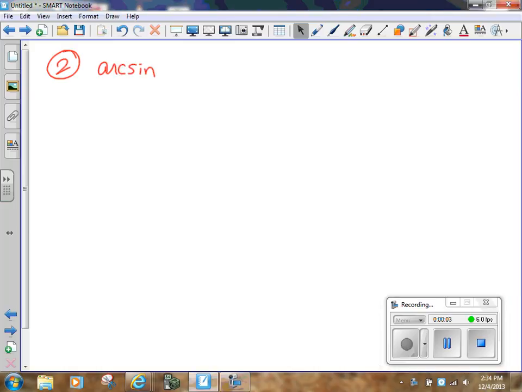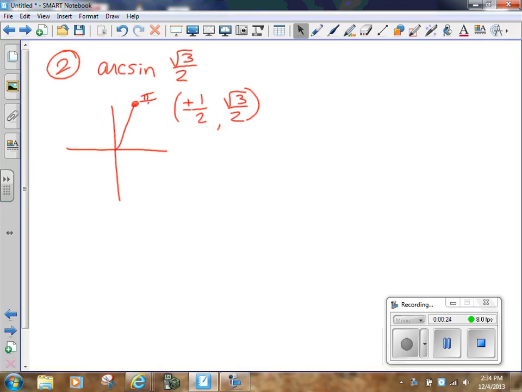This one? Root 3 over 2. Alright, so root 3 over 2. The ordered pair is going to be the last one. That means the first values have to be what? Plus or minus 1 over 2, which is going to be an increment of 60 degrees, correct? Yep. So positive, that's pi over 6.